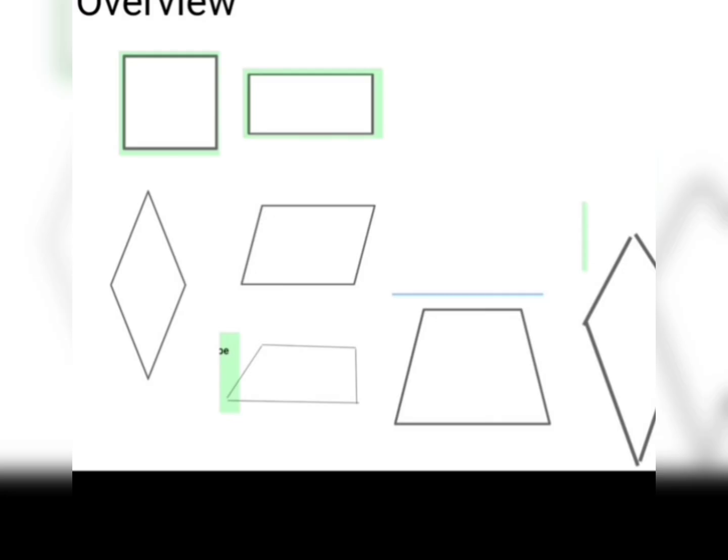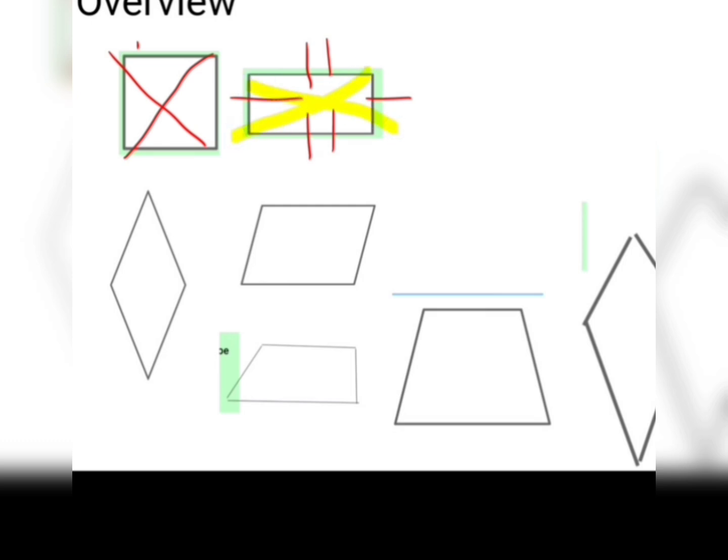For a square, all sides measure equal length and all angles of a square measure 90 degrees. The length of diagonals will be equal. For a rectangle, the opposite sides are equal. All angles measure 90 degrees. The length of diagonals will be equal.